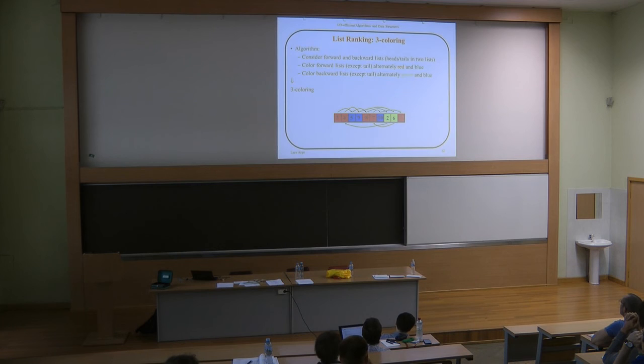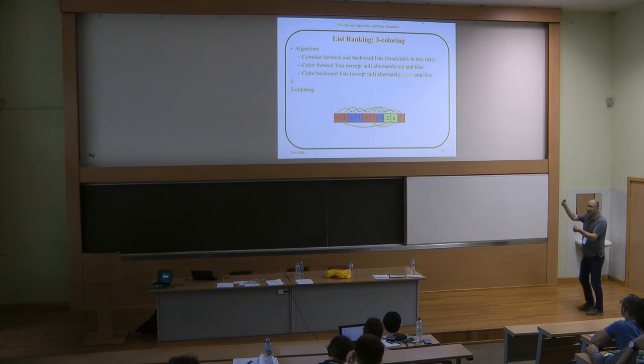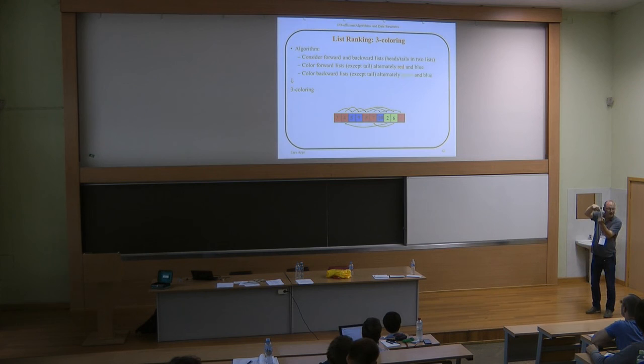Why? I claim that none of these elements have neighbors of the same color. Which of them could have neighbors of the same color? Only the heads and tails, right? Going forward, I do red, blue, red, blue, red, blue. Going backwards, I do green, blue, green, blue, green, blue. The only place where it can go wrong is at the end, where I have one going forward and one going backwards. Why does it not go wrong?